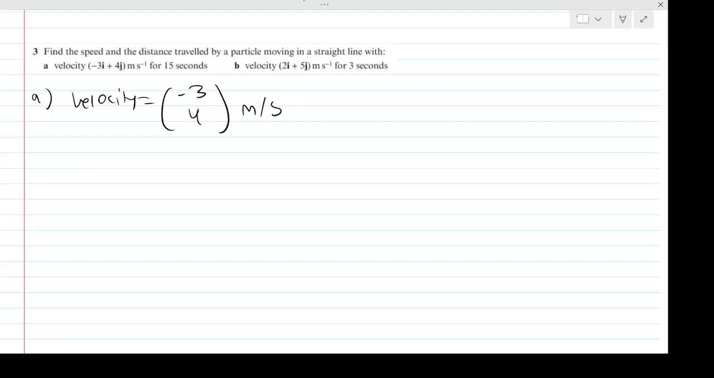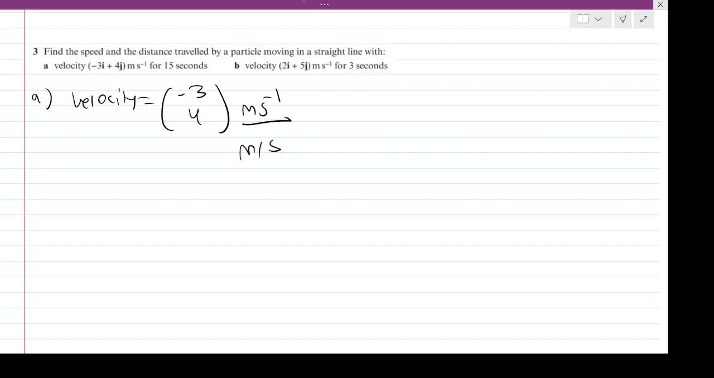And by the way, we can change the unit meters per second to ms minus 1 instead. That's the more formal way. And it is equivalent to meters per second because s to the minus 1, if we use our index laws, is just the reciprocal, 1 over s. And so what this is saying is meters over seconds. So they are equivalent, but get used to this sort of notation. Either way, that's our units. We're also told that the time is 15 seconds.